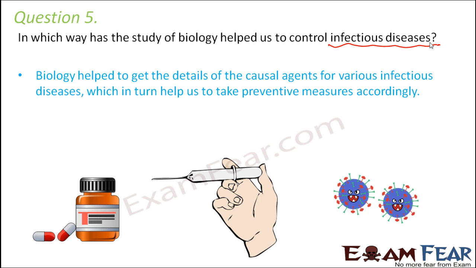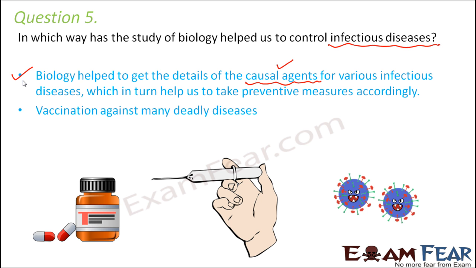So biology helped us to get the details of the causal agents, that is which pathogen causes that disease, which in turn helps us to take preventive measures accordingly. Now, if we know that typhoid is caused by bacteria, we can find out measures to treat it. Antibiotics can kill bacteria, so antibiotic medication will help to cure typhoid.